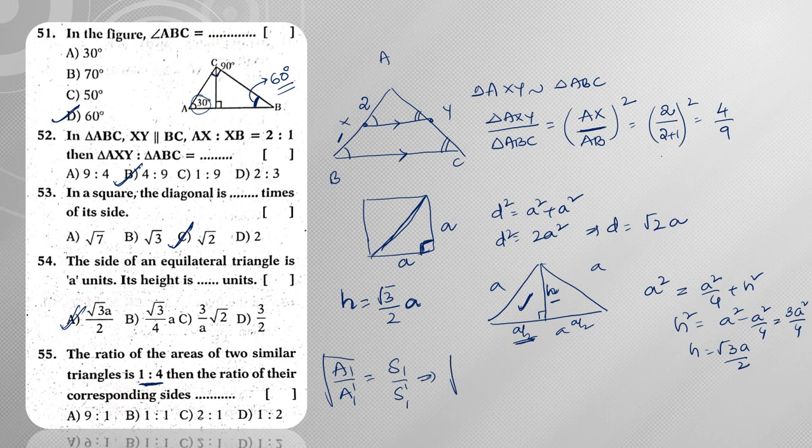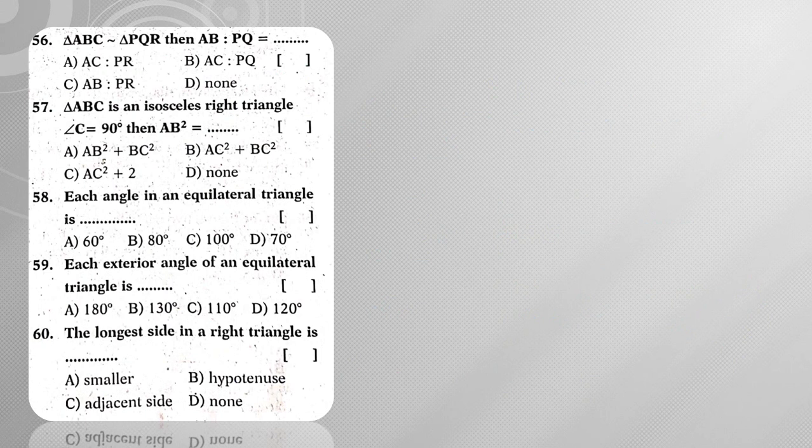So from this, a1 by a1 dash is nothing but 1 by 4, so s1 by s1 dash is square root of 1 by 4, which is equal to 1 by 2. Hence the answer is 1 is to 2. Right, next moving on to question number 56.